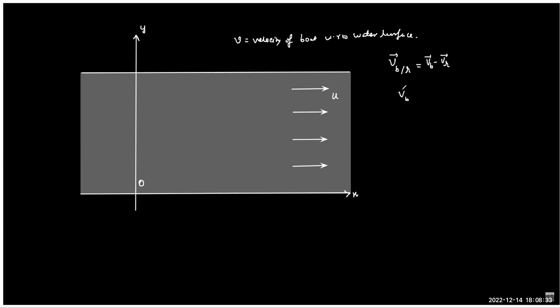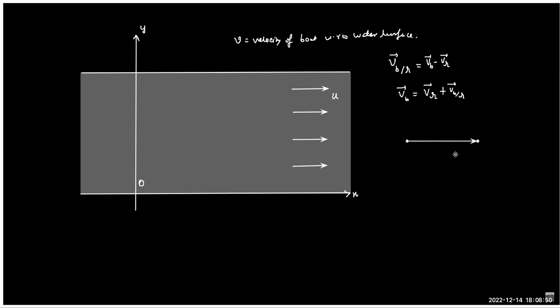So the velocity of boat in the ground frame, VB, is the vector sum of the river velocity VR and the man's velocity with respect to river, VBR, not ground. So it is a vector sum. So in a way, it will always form a triangle law.